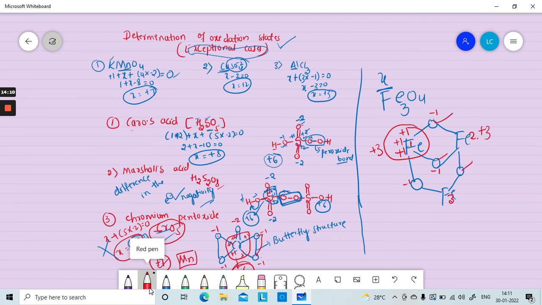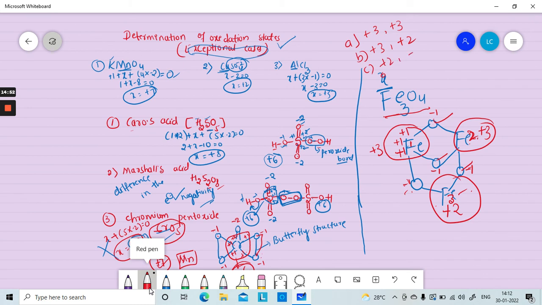So what are the oxidation states of Fe1 and Fe3 in this given compound? Just check here, this Fe is bonded with one oxygen. This is -1, this is +1, and here -1, +1. This is -1 and +1. So the total oxidation state of this Fe is +3, right? And again the same for Fe2, because the second Fe is also bonded with three oxygens. That's why it will get a +3 oxidation state. What about this third Fe? It is bonded with only two oxygens. That's -1, +2. This is -1, +1, -1, +1. So in total it will be +2.